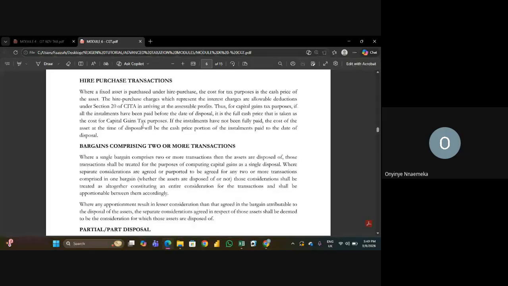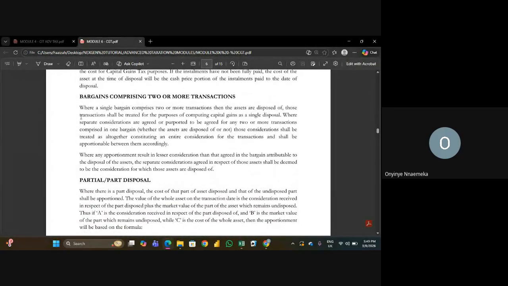So, bargains comprising two or more transactions. Where a bargain comprises two or more transactions, then the assets are disposed of. Those transactions shall be treated for the purpose of computing capital gains as a single disposal.